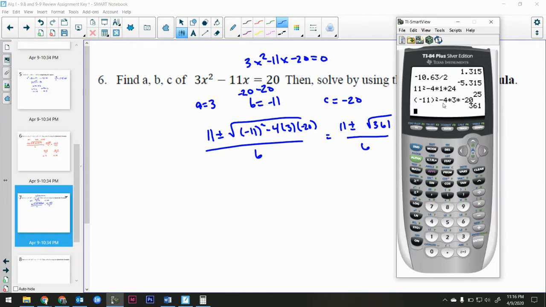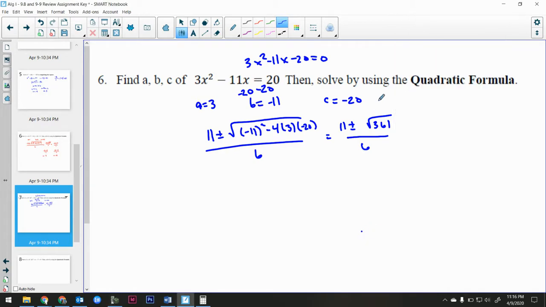Negative 11 squared minus 4 times 3 times negative 20. A is 3, B is negative 11, C is negative 20. Looks like it's right. Okay, I square root that. Let's see what that comes out to be. Oh, that is a perfect square. That's 19. 11 plus or minus 19 all over 6. So x is equal to 11 plus 19 over 6, and x is equal to 11 minus 19 over 6.